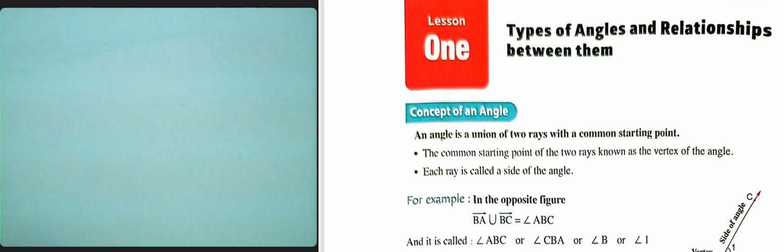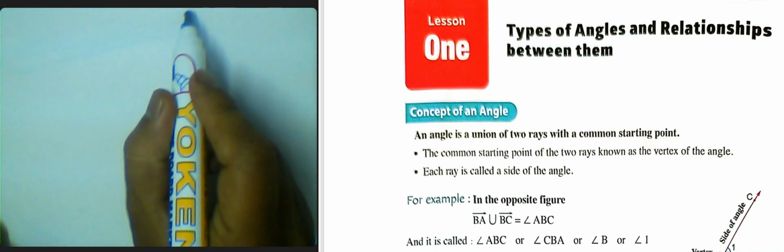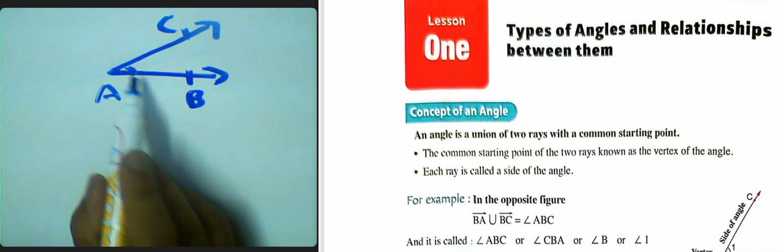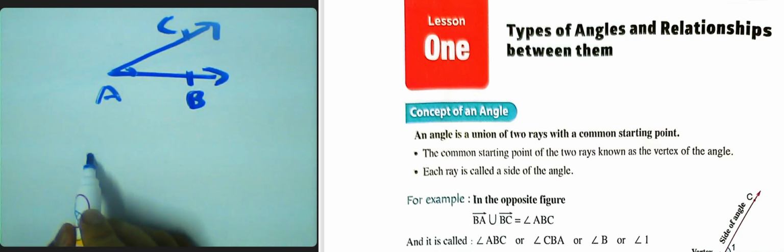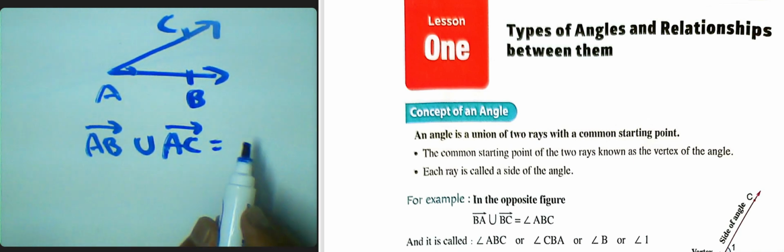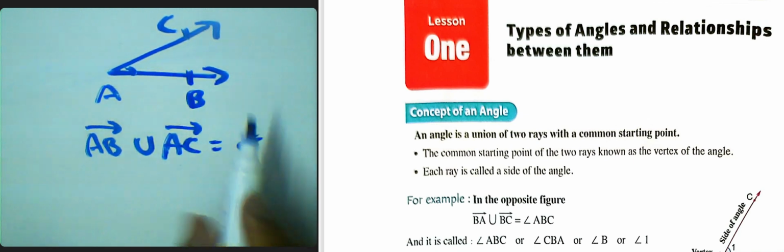First step, we must know this definition. Concept of angle: an angle is a union of two rays with a common starting point. We have angle A, which we can call angle PAC or CAP, or angle A. The measure of an angle can be found using a protractor. The ray AB union the ray AC gives angle BAC.